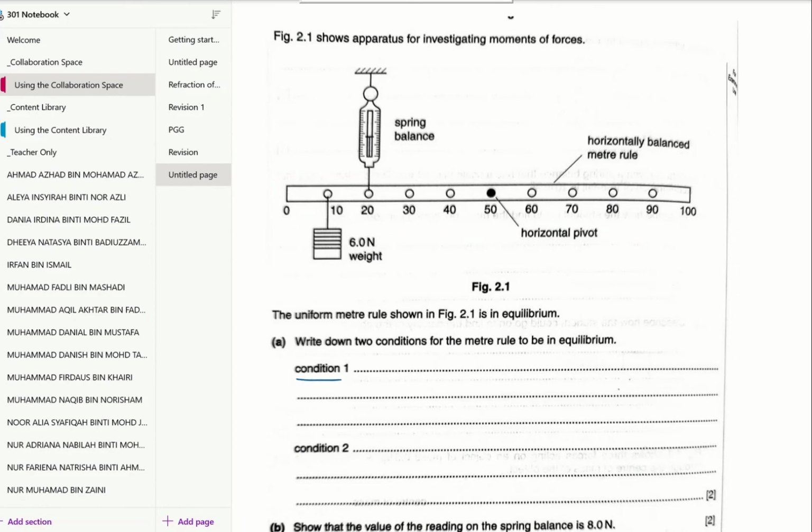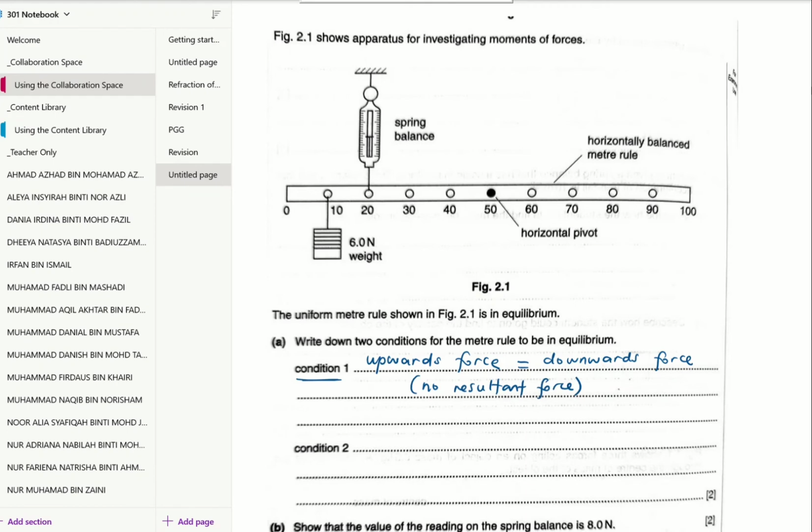Okay, this is in topic moment, right? So you have learned about moment. So write down two conditions. The first condition: upwards force must be equal to the downward force. So that is when the resultant force is 0. So you can say no resultant force or no net force.